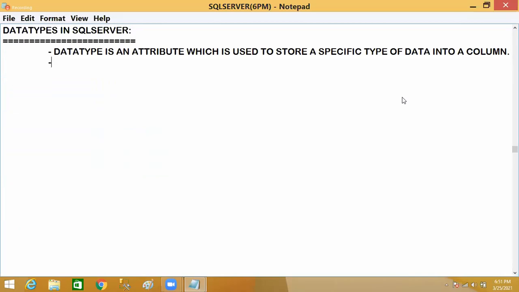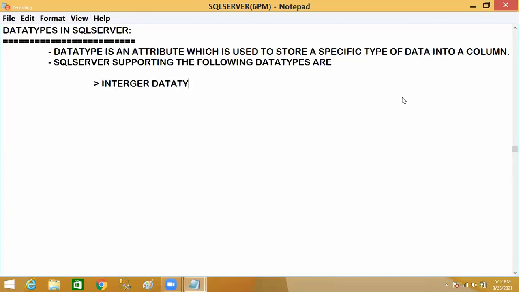And SQL Server, guys, supports the following data types. The first one we call integer data types. The second one is called decimal data type.